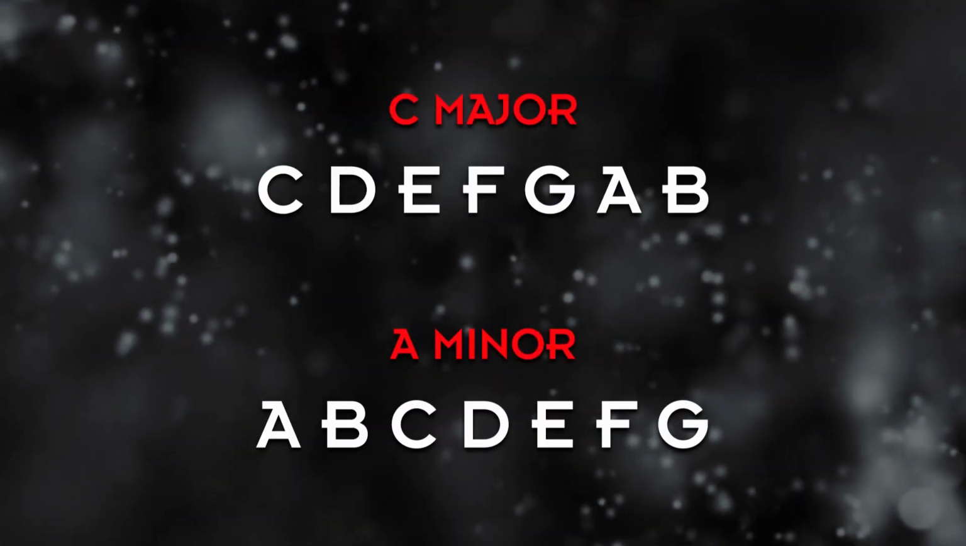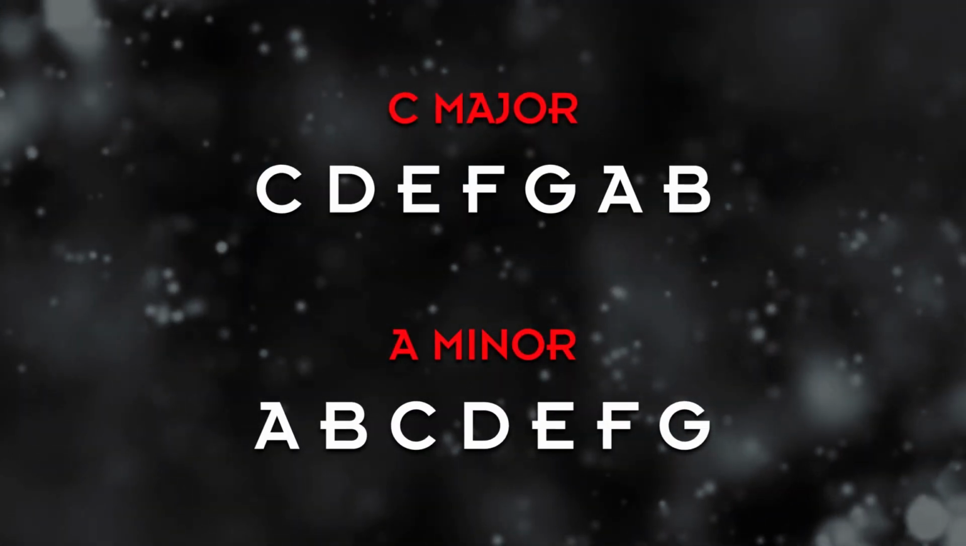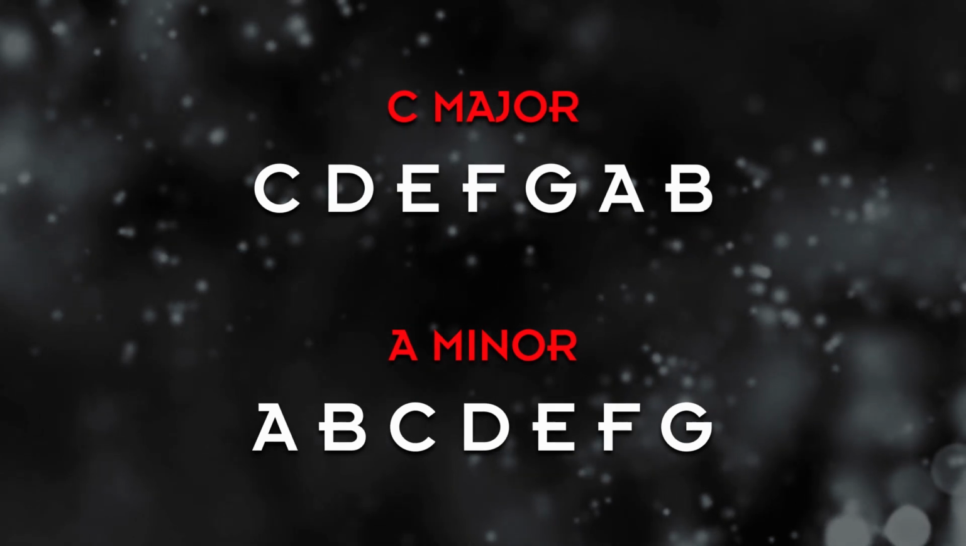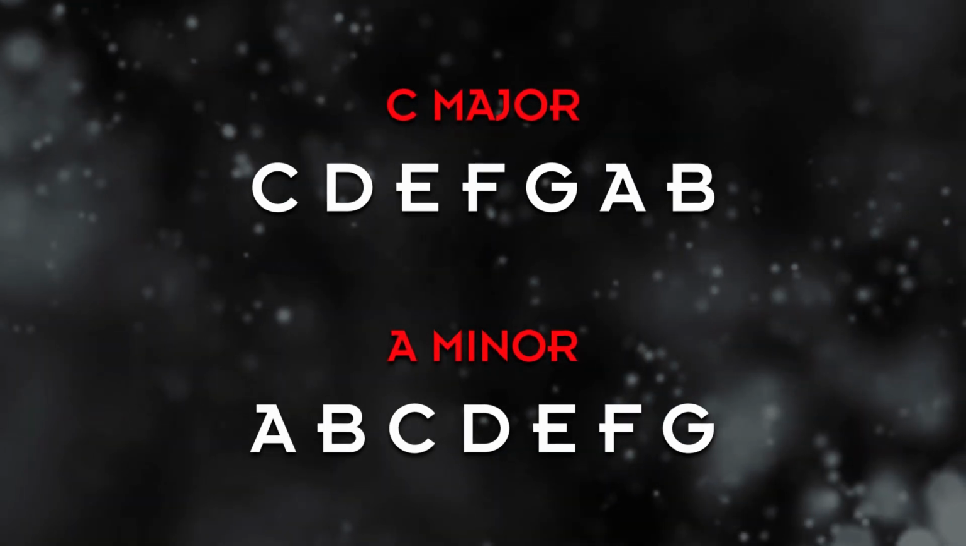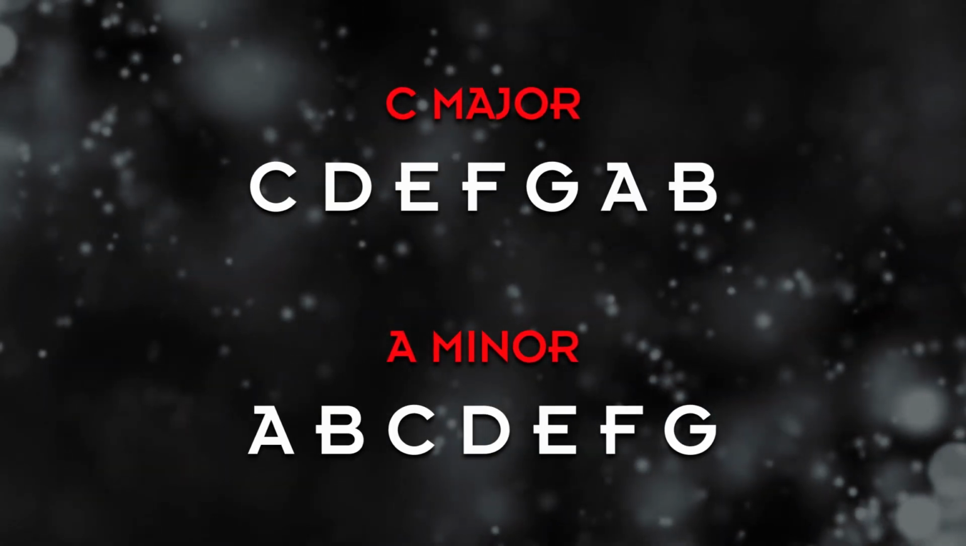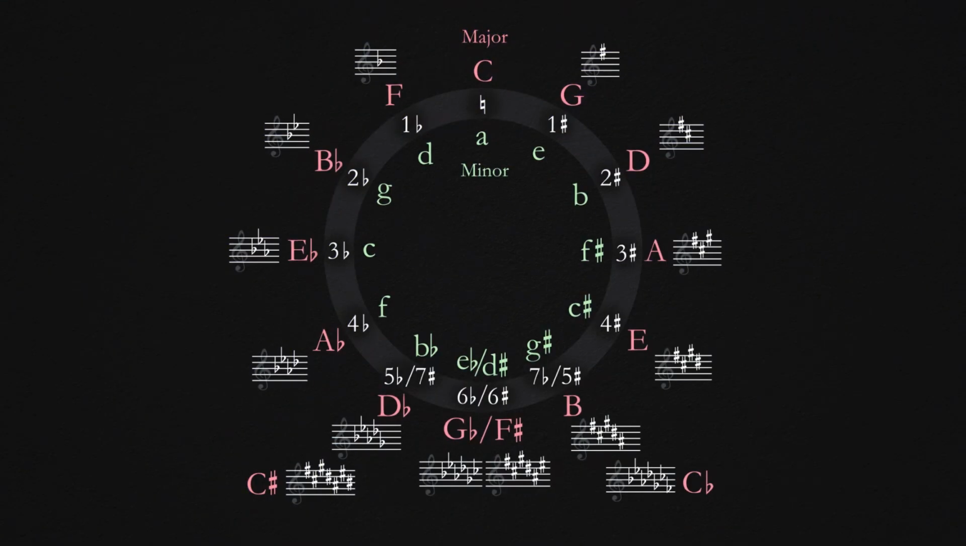So as you probably know already, the key of C major and the key of A minor have the same notes in them, simply in a different order. In C major, we have the notes C, D, E, F, G, A, and B. And in A minor, we have the notes A, B, C, D, E, F, and G. Now here's where it starts to get really interesting.